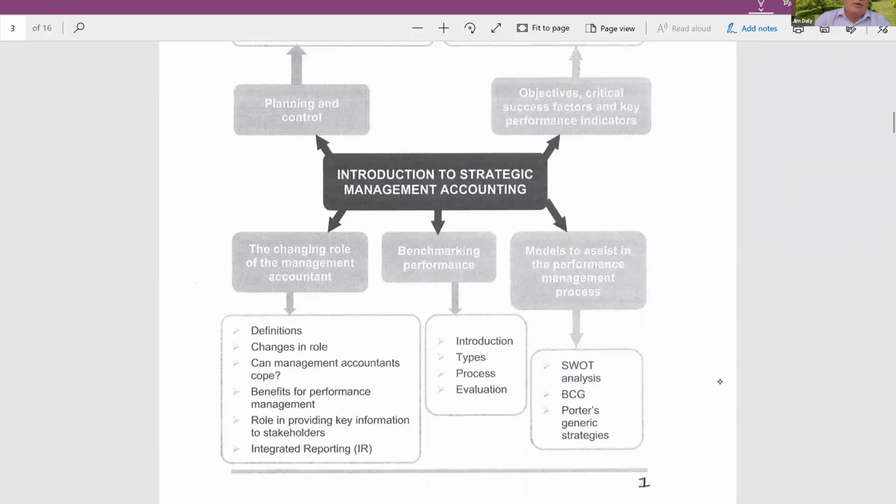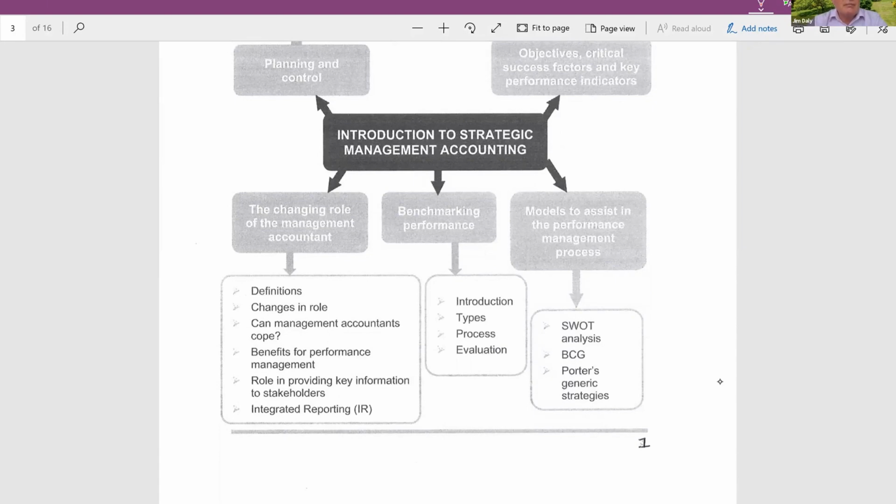It also covers the changing role of the management accountant: definitions, changes in role, can management accountants benefit, and you see integrated reporting there as well. And inside here you meet theorists such as Burns and Scapens, who look at the role of the accountant as being more of a hybrid now than the traditional model. Benchmarking is also covered here. Introduction to benchmarking, the different types, competitor, internal, process, and the process involved, i.e. the 7 steps for the implementation of a benchmarking procedure, and evaluation using the method.